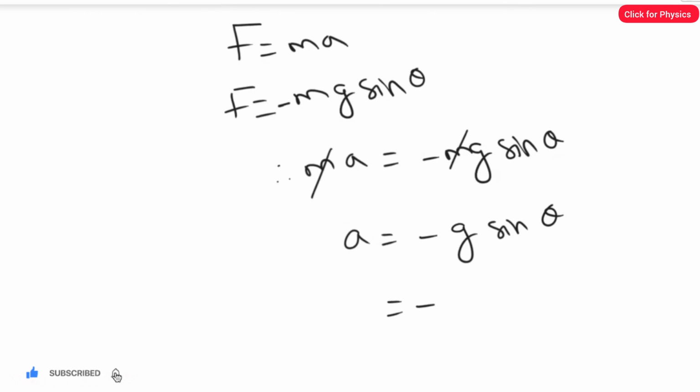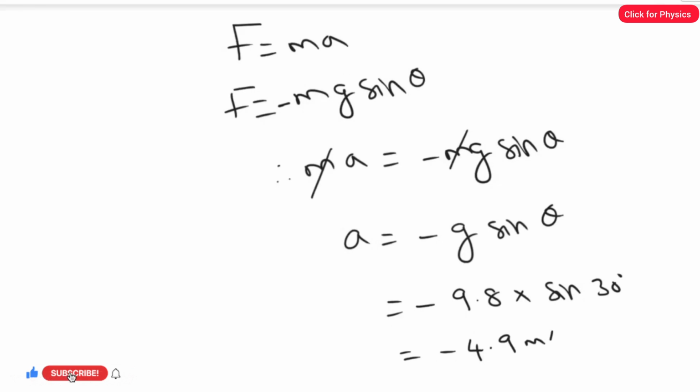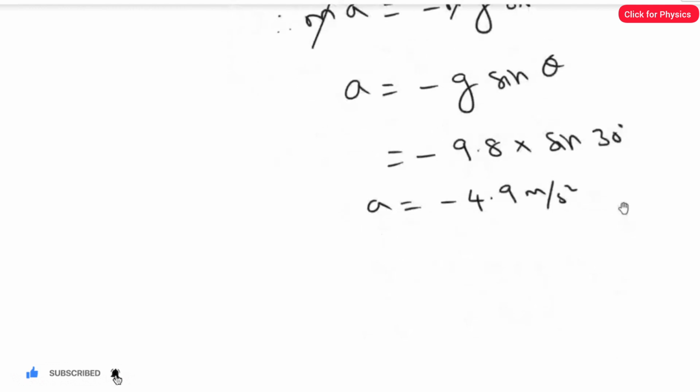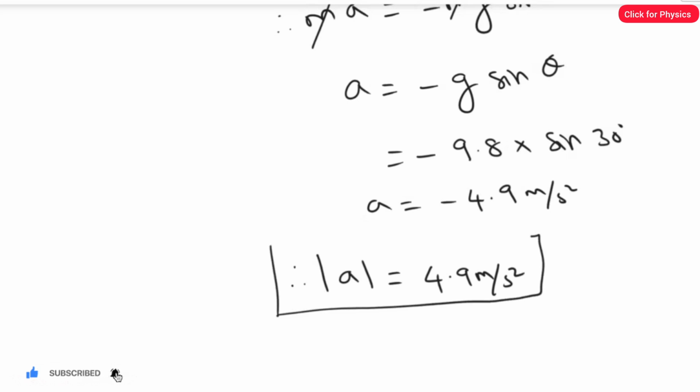Now I'm going to substitute the values: minus 9.8 multiplied by sine of 30 degree. We got the answer here as minus 4.9 meter per second square. That's the answer for part C, but they ask you to give the magnitude of the acceleration. Therefore, the magnitude of the acceleration is equal to the positive value of 4.9 meter per second square. So this is the answer for this question. Thank you.